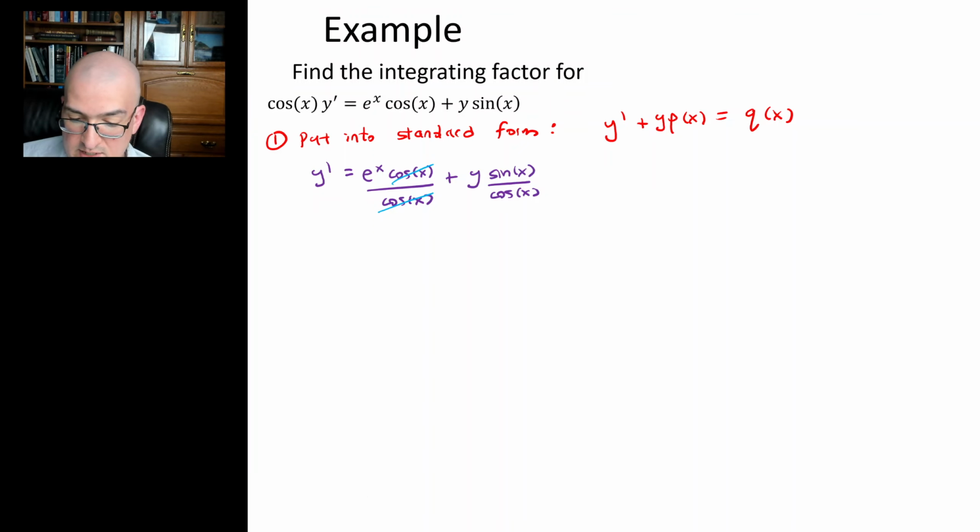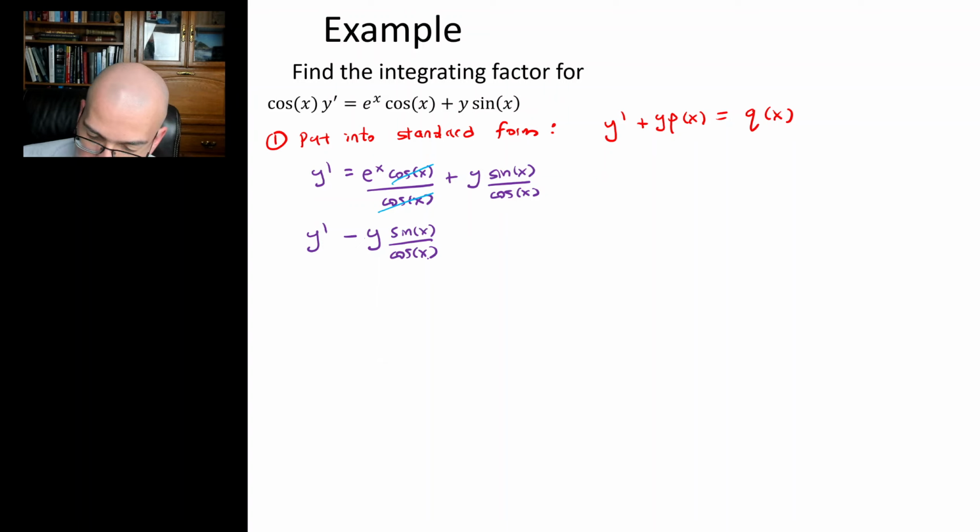Now I need the expression to be y prime plus y times p of x is equal to q of x. So I got to bring the final term on the right over the left hand side. So y prime minus y times sine of x over cosine of x is equal to e to the x.